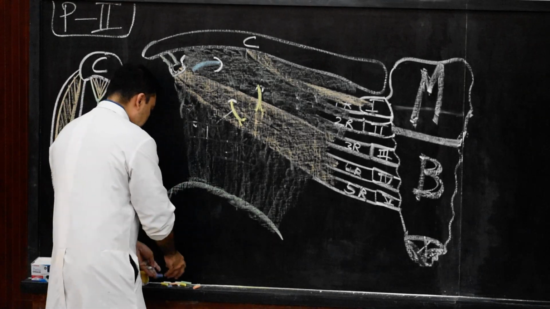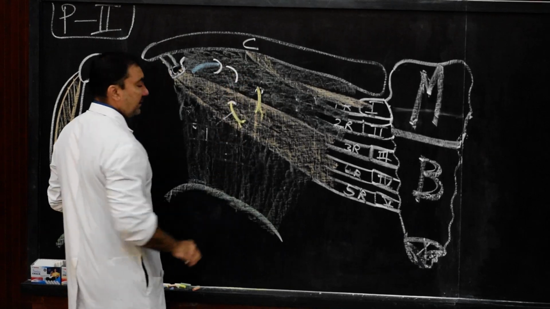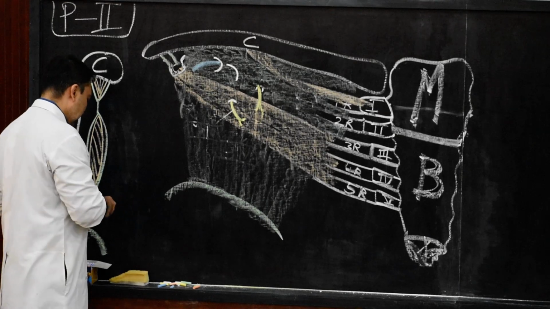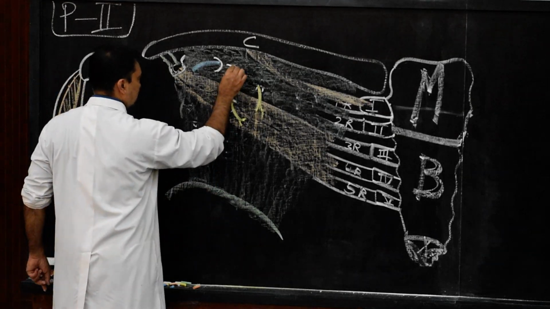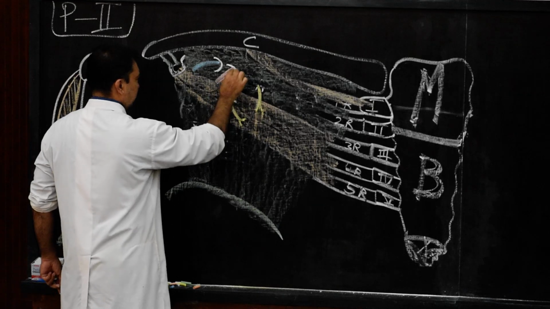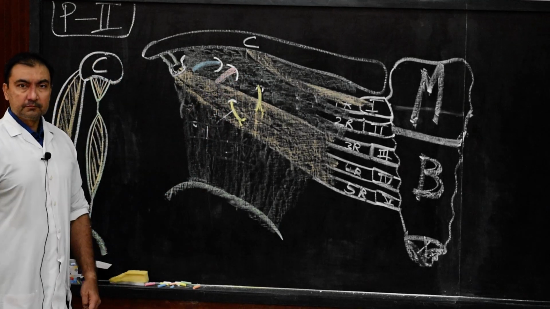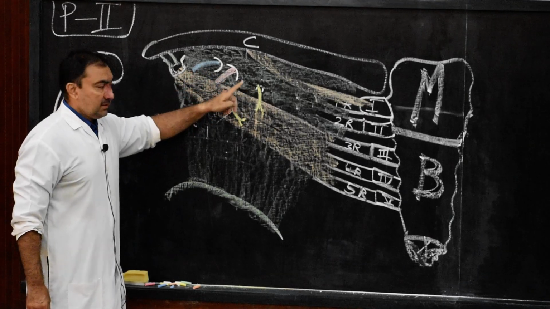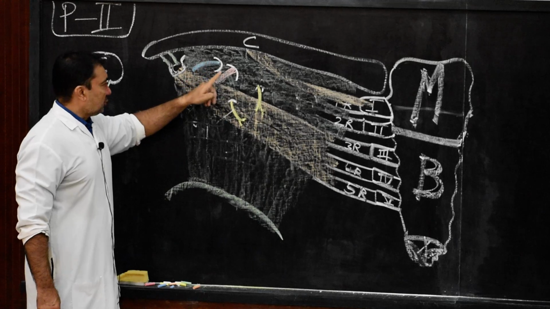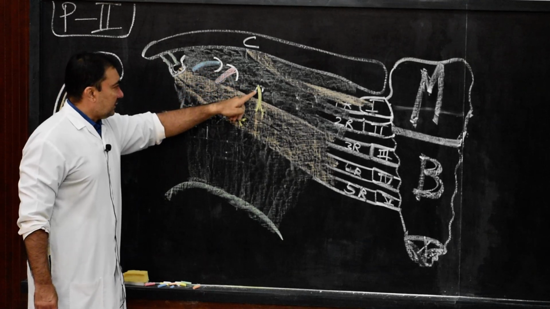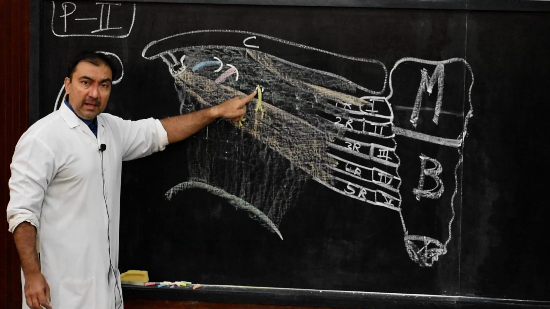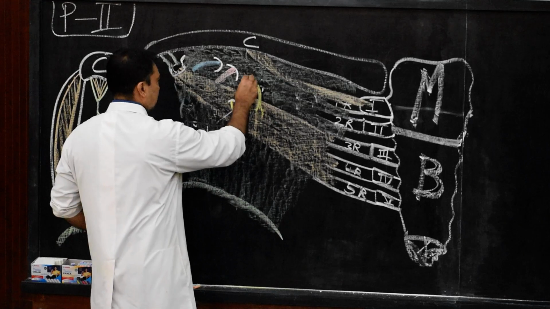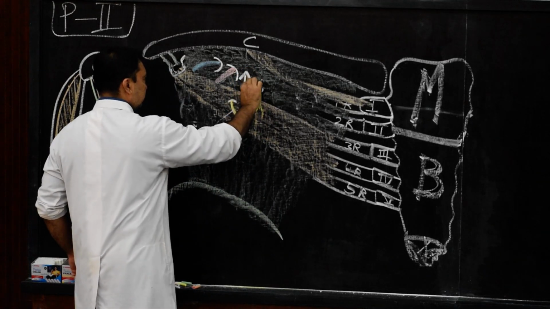Then there will be the artery which will pierce. Which artery? Thoracoacromial artery. So here we are going to draw thoracoacromial artery. Vein, artery, nerve. Cephalic vein, thoracoacromial artery, lateral pectoral nerve, and one more structure, the lymphatics. There will be presence of various lymphatics.